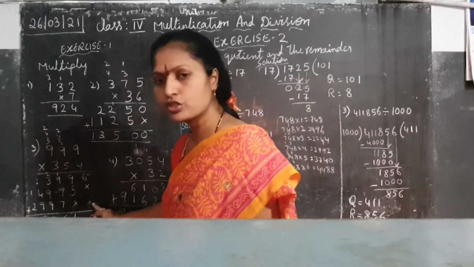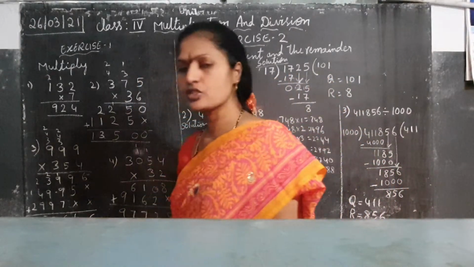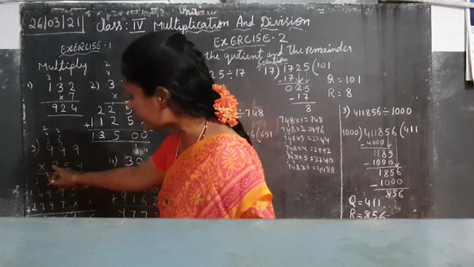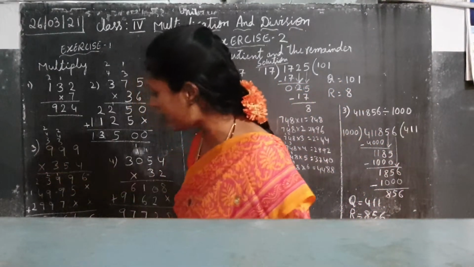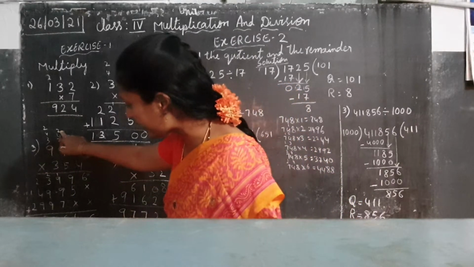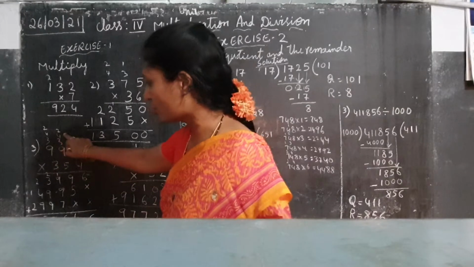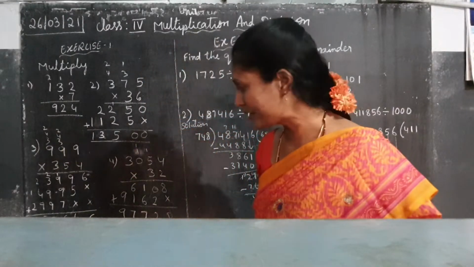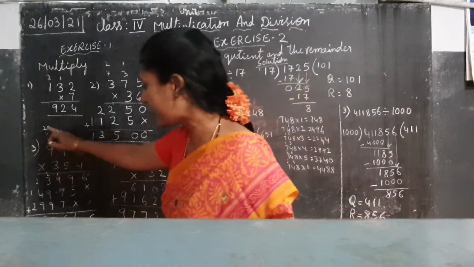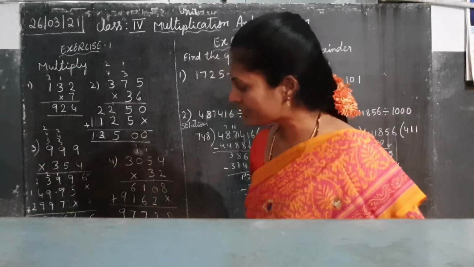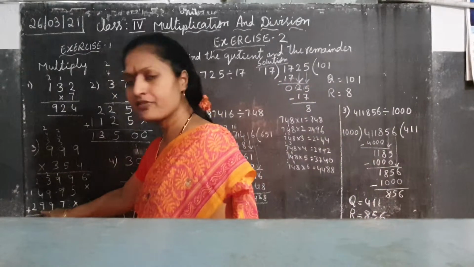We have to put the cross mark. Ones and tens, you have to put the cross mark. Now we have to multiply with hundreds. 3 nines are 27. 2 carry and 7. 3 nines are 27 plus 2, 29. 2 carry, 9 we have to write.